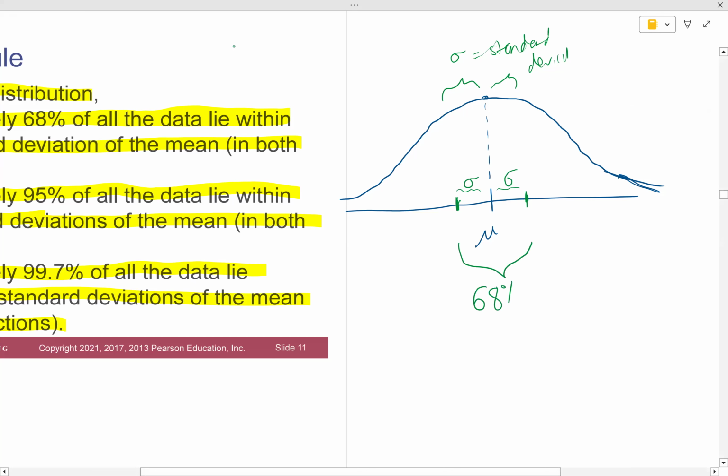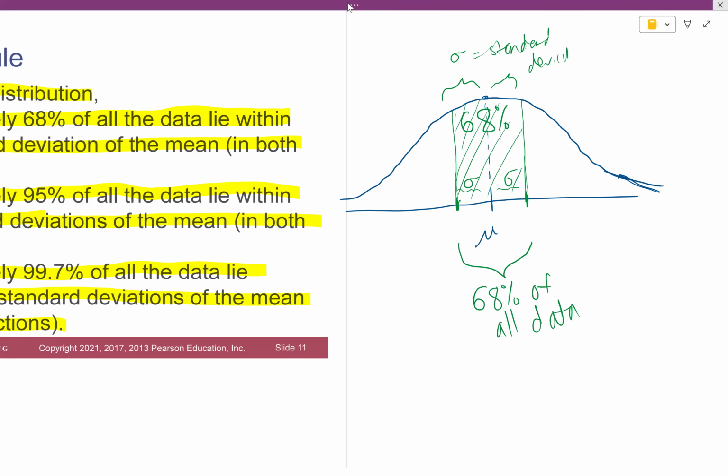68% of all data, like it says, lie within one standard deviation of the mean. So in this area here, if I were to draw just two vertical lines, pretend these are straight lines, in this green area, 68% of all data is in here, in this area. And the rest remains outside.